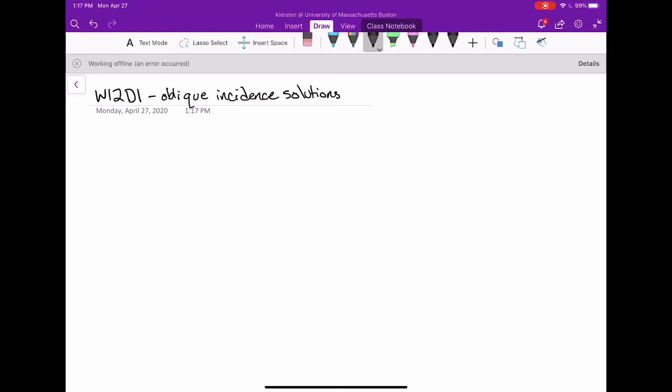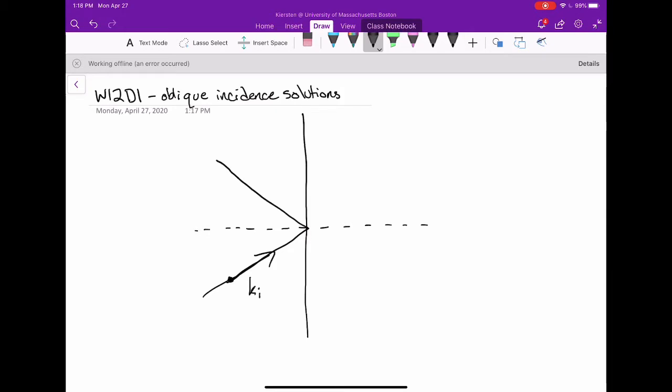The other topic for the first day of week 12 is the solution to plane waves with reflection at a material boundary with oblique incidence. So we set up last time this problem where we have a wave that's incident, we have a reflected wave, and we have a transmitted wave.